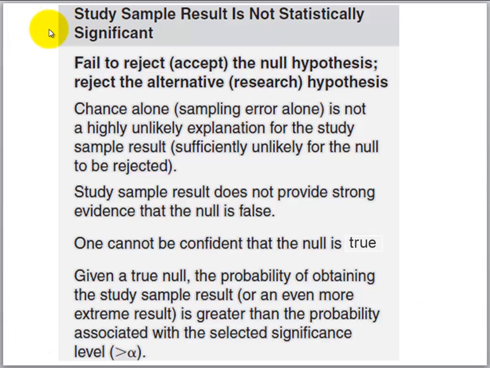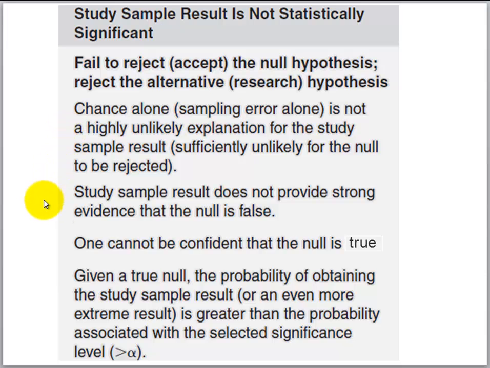Okay, here are some conclusions, all of which go together and have very similar meanings. So if a study sample result is not statistically significant, indeed this is the precise situation when you fail to reject the null. And such a result conveys to you that chance alone is not a highly unlikely explanation for the result. In other words, that the result could well be due simply to chance.